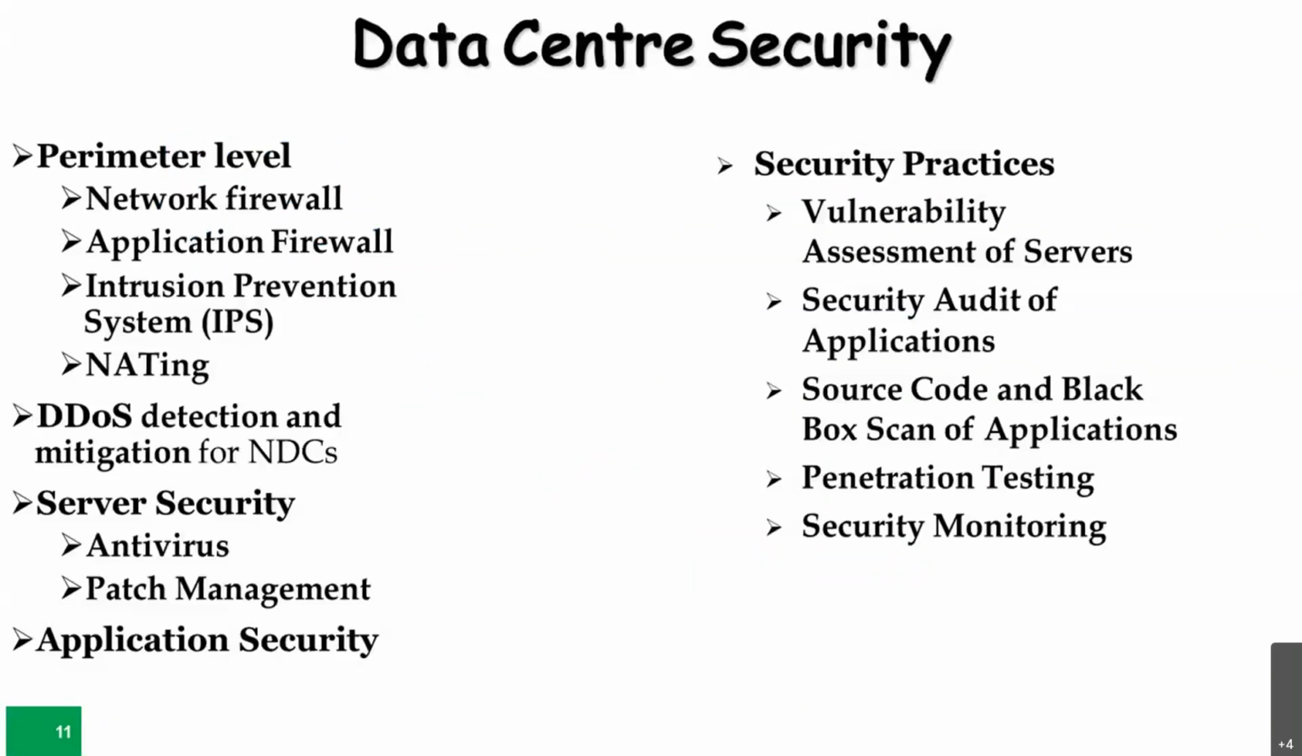These are some terms which are used for data center security. First is the perimeter level. I have previously explained perimeter level security like network firewall, IPS, DDoS, or NATting. Then server security, antivirus, patch management, application security. For application security, these are some security practices: vulnerability assessment of server, security audit of application, source code and black box scan of application, penetration testing, security monitoring.